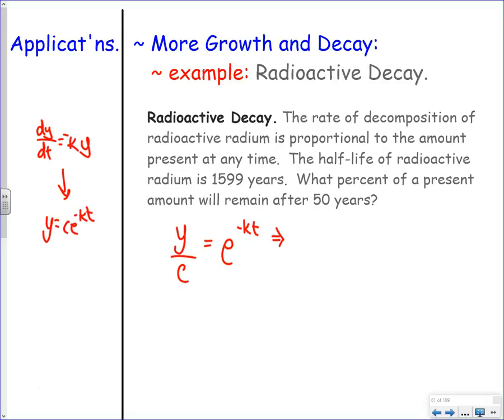I took how much I have after t over how much I started with, and guys, what's that going to be if it's called a half-life? 1/2. I don't know exactly where I started or where I'm ending, but I know the ratio is going to be a half. Does that make sense? And the ratio is going to be a half when time is 1,599 years. You don't always need to know everything.